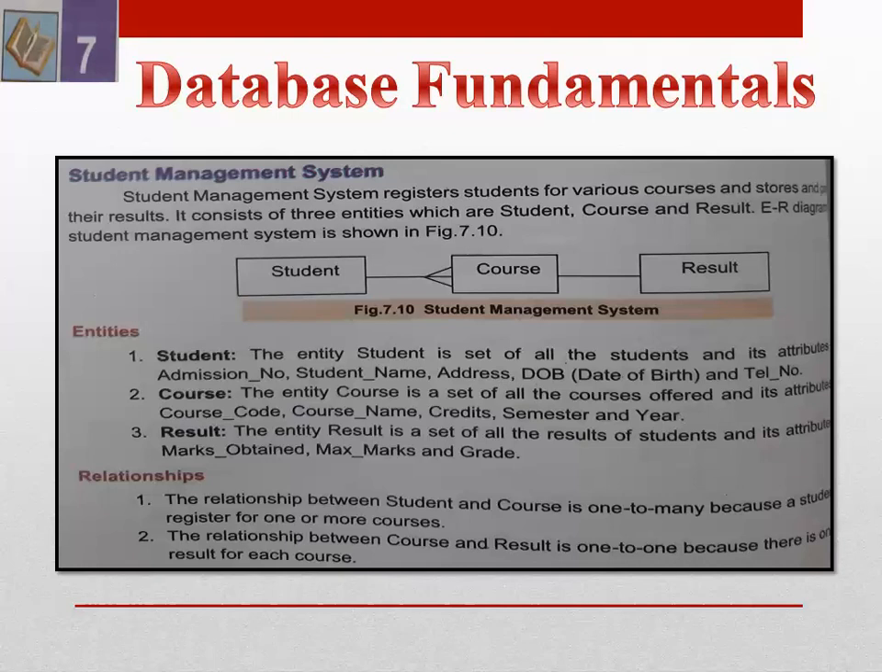And then we have a relationship. The relationship between student and course is one to many, because students can register for one or more courses. The relationship between course and result is one to one, because there is only one result for each course. So students have a one to many relationship. One student can have many courses. So the relationship is one to many, and the course and result relationship is one to one, because one course has only one result. So this is a one to one relationship.